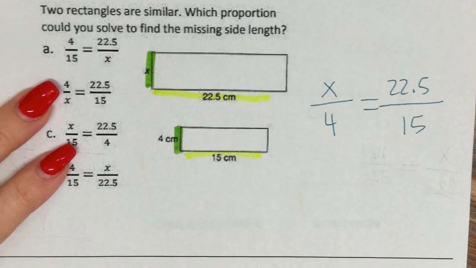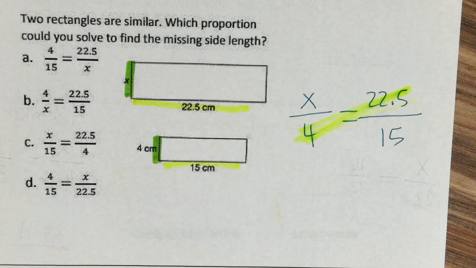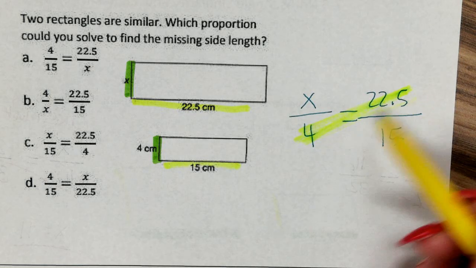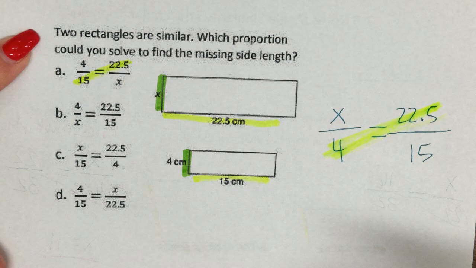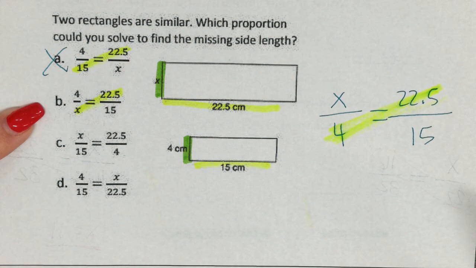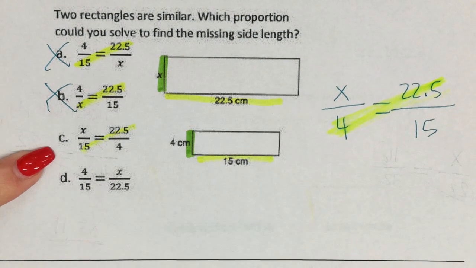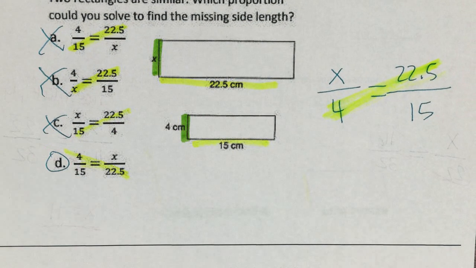So everybody look. When I go cross multiply, what needs to be multiplied together? 22.5 needs to be multiplied by 4. Find the answer that has it set up where if they cross multiplied, 22.5 would be multiplied by 4. So look at A. Is 22.5 being multiplied by 4? Nope, so it's not A. Look at B. Is 22.5 being multiplied by 4? Not B. Look at C. Nope. Look at D. Yes. It is so much easier to make your own ratio and then compare it with theirs.